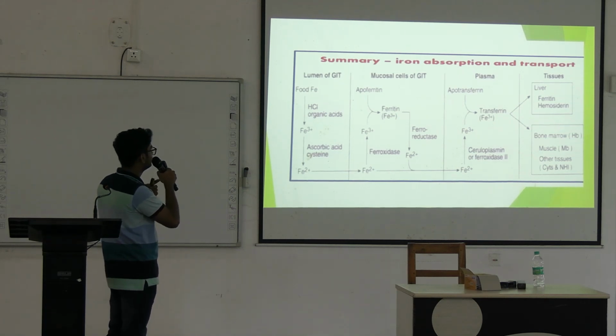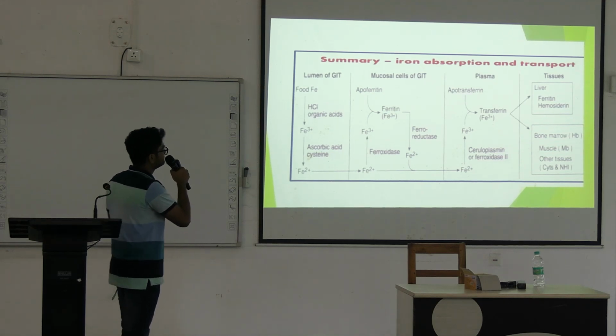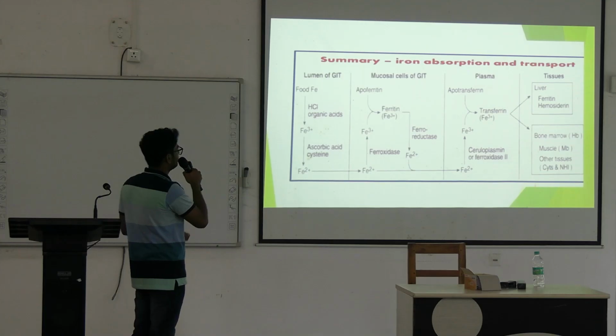Then it is transported by divalent metal transporter to the mucosal cells of the GIT. Here this ferrous ion is converted by peroxidase to ferric form, and apoferritin is also converted to ferritin. Then ferroreductase converts it into ferrous form, and divalent metal transporter 2 transports this ferrous ion into plasma, where ceruloplasmin, a peroxidase, converts it into ferric ion.